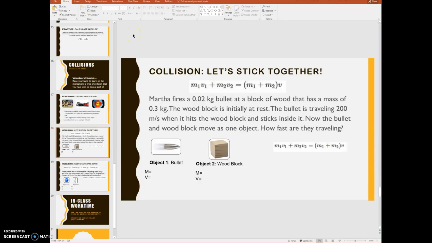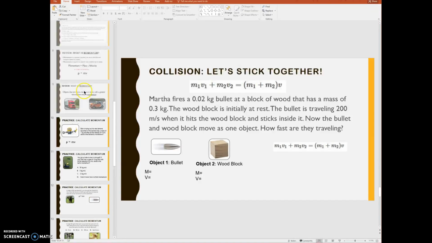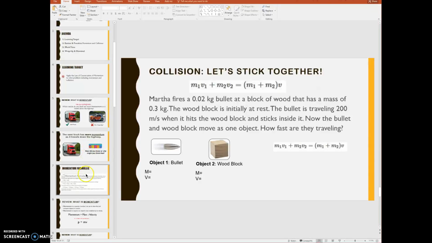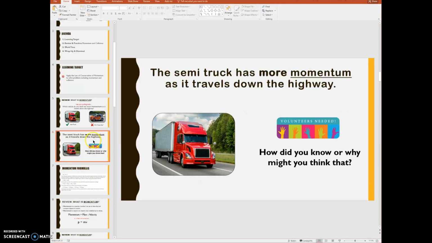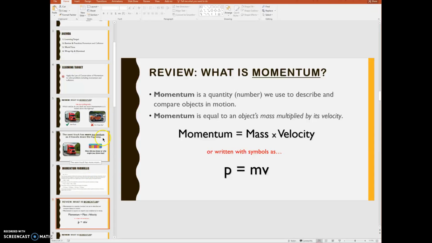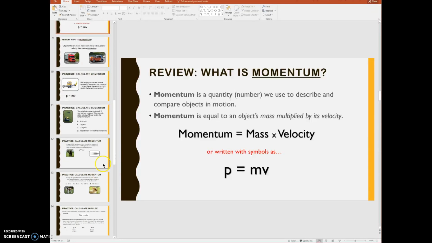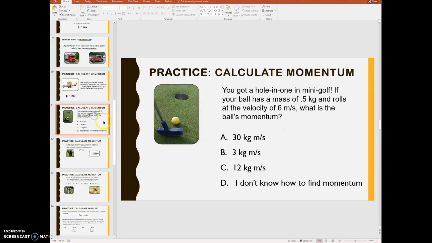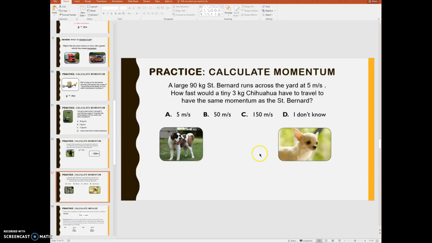Today is Wednesday, January 10th, and this is the official part 2 of our 5.11 momentum and collision worksheet practice that we did today in class. So we spent a lot of time together. We were able to take a look at what momentum is and at the formula for momentum. We also did a lot of practice involving objects in motion, finding their momentum, and comparing objects in motion with different masses, like a St. Bernard and a Chihuahua.